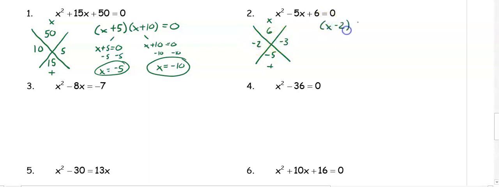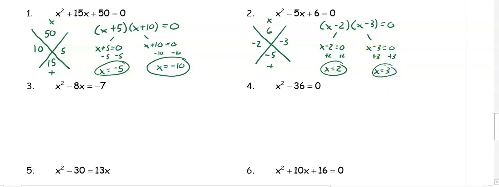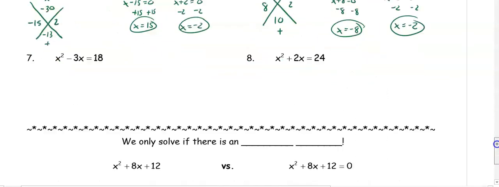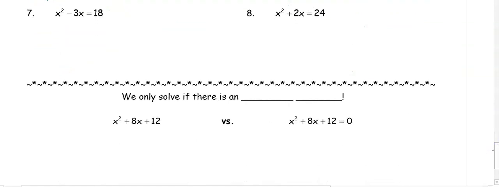So we have x minus 2 and x minus 3. Each parenthesis gets set equal to 0. So x minus 2 equals 0 and x minus 3 equals 0. Then we can add 2 to both sides, so x equals 2. We can add 3 to both sides, so x equals 3. In number 7, this is not set equal to 0.